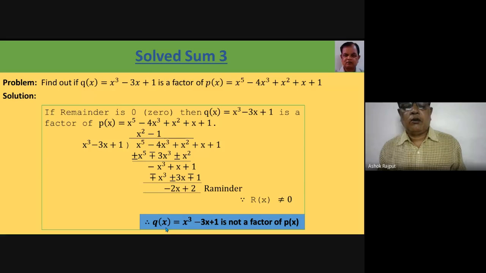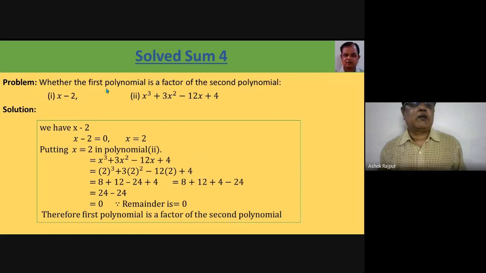So q(x) is not a factor of p(x). As is given here, q(x) is this and p(x) is this. So q(x) is not a factor of p(x). If the remainder is 0, then it is a factor. If the remainder is not 0, therefore it is not a factor. Okay, such types you will solve in other sums. Now I am going to the next sum.